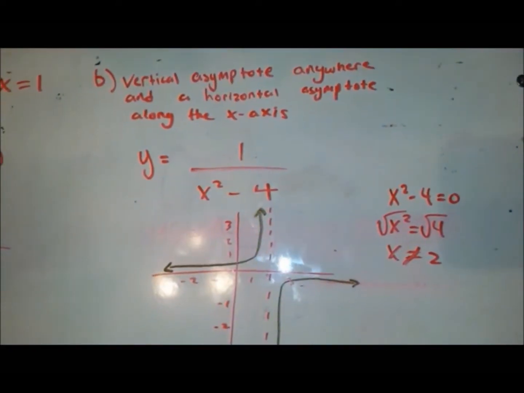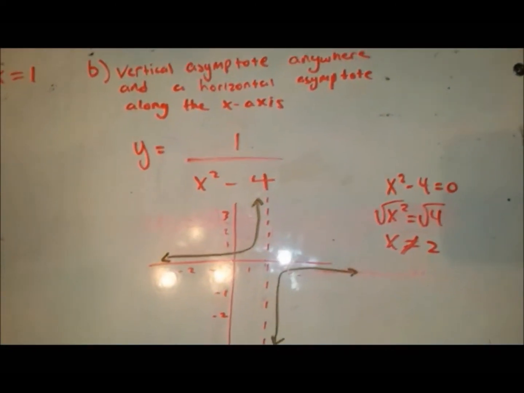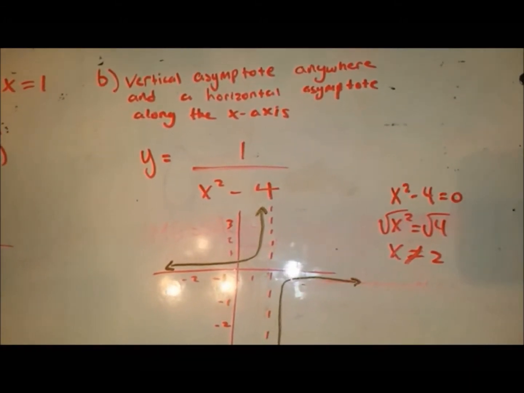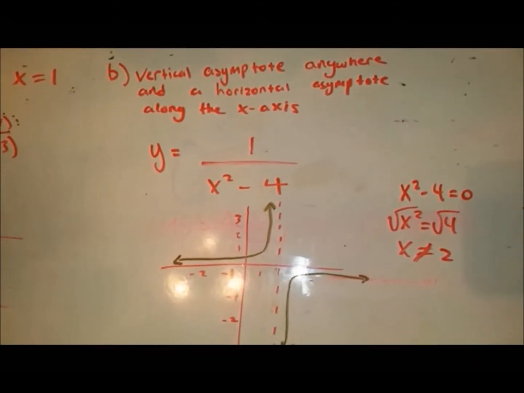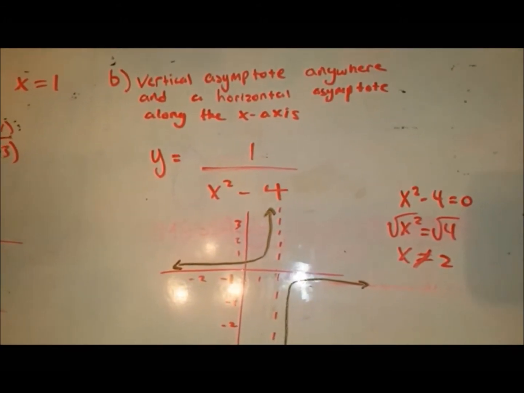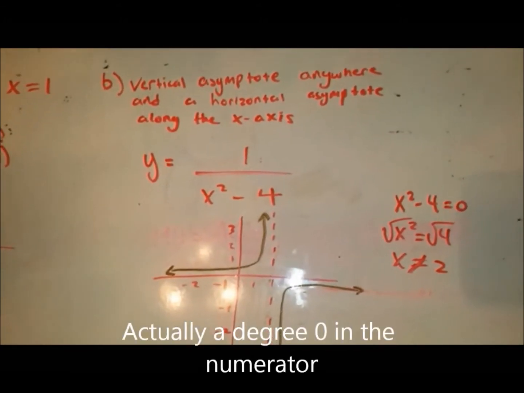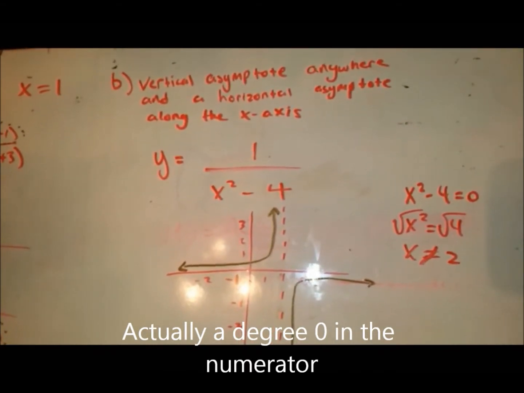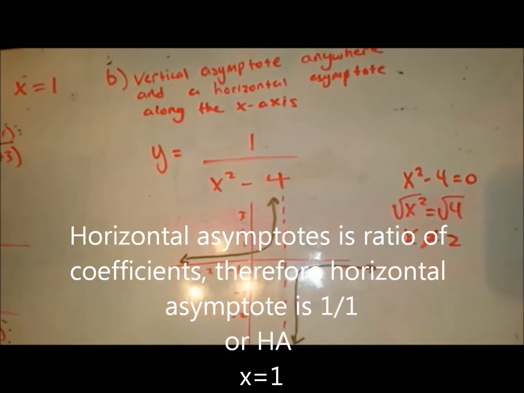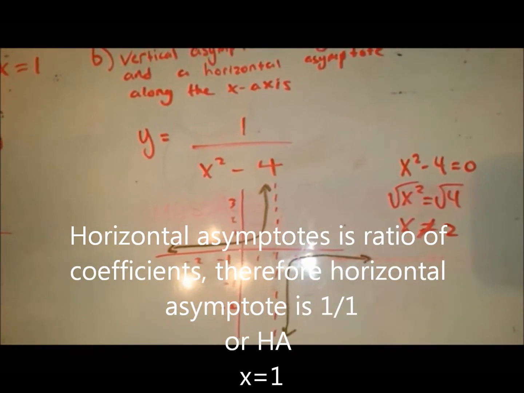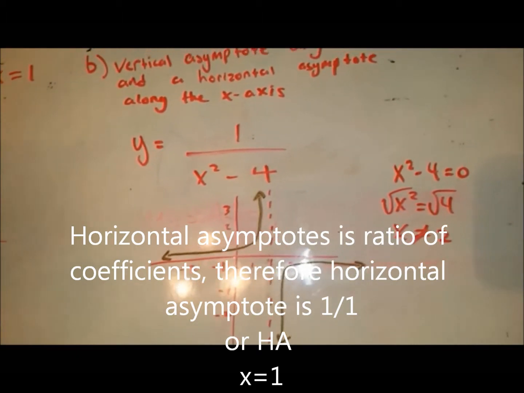Part B says vertical asymptote anywhere and a horizontal asymptote along the x-axis. Let's talk about the horizontal asymptote first. The rule about horizontal asymptotes says the degree of the numerator must be less than or equal to the degree of the denominator. So I started with putting a degree 2 on the bottom and a degree 1 on the top. The degree 2 being x squared and the degree 1 just being 1. This made a horizontal asymptote along the x-axis.